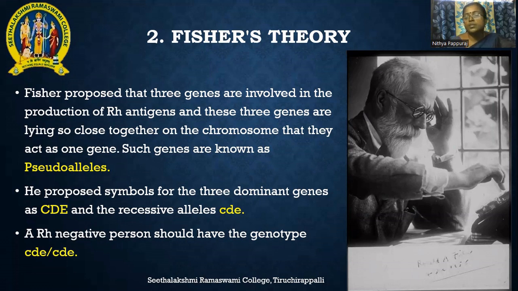An Rh negative person should have the genotype of only small letters, that is small c, small d, small e, and small c, small d, small e. One set comes from the father and the other set comes from the mother.